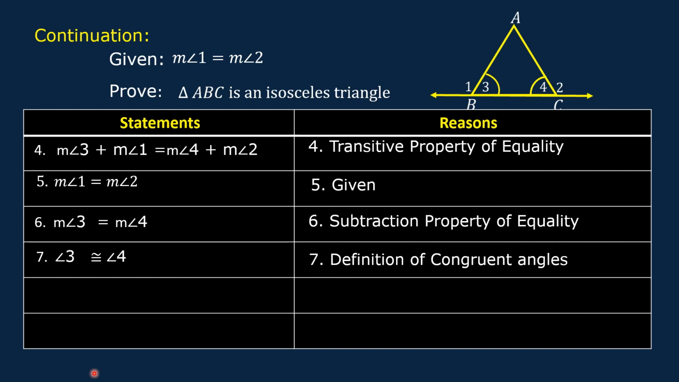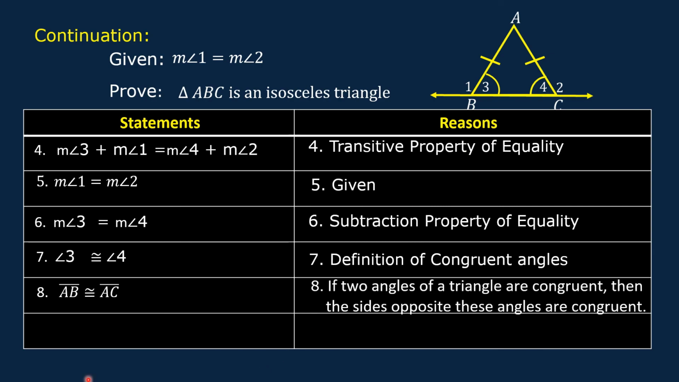We can now say for statement number 8 that segment AB is congruent to segment AC. Let us indicate this in the figure. So segment AB is congruent to segment AC, or side AB is congruent to side AC. The reason, if two angles of a triangle are congruent, then the sides opposite these angles are congruent.